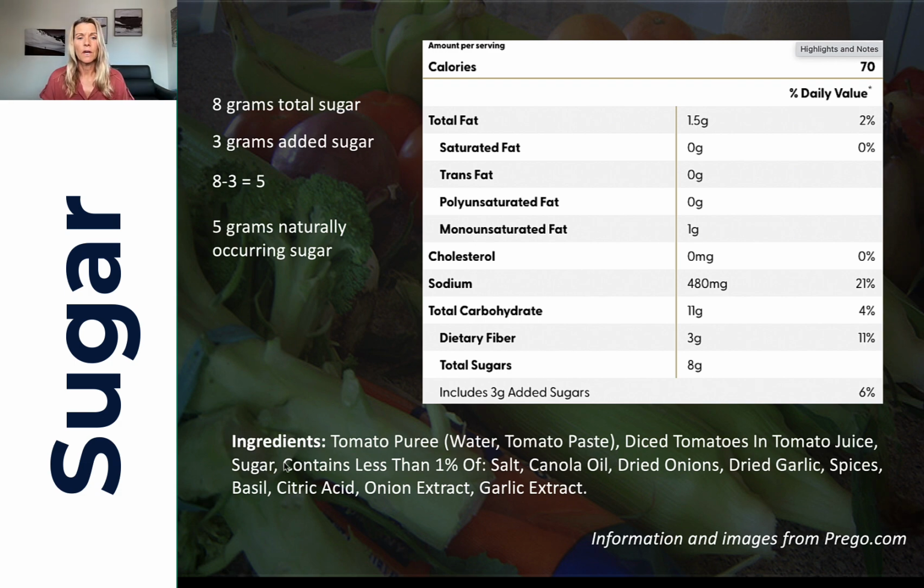Okay, so sugar is our added sugar, and there are 5 grams of naturally occurring sugar. So now we have to say, okay, what's a naturally occurring sugar? We're not looking for, say, fructose or lactose or galactose. We're looking for a food, because naturally occurring sugar occurs in whole foods. So which ingredients in this list are whole foods? Okay, well, we have the tomato puree.